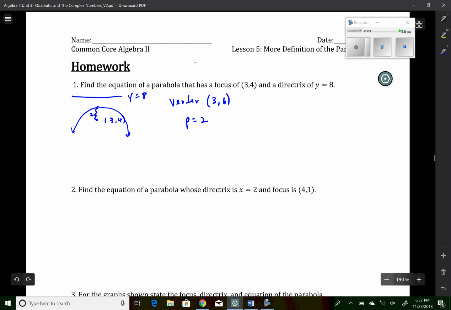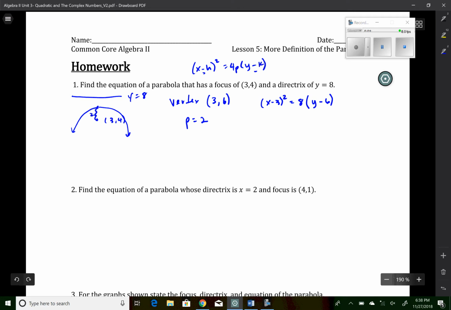The original equation that we have for a parabola is kind of a standard equation for all parabolas. I can then plug in my vertex and my p-value. Since the vertex is (h, k), we'll say x minus 3 squared equals 4 times 2, which is 8, times y minus 6, because the vertex has a y value of 6. Notice I'm using the opposite sign of what the vertex is, because in the equation it says negatives.